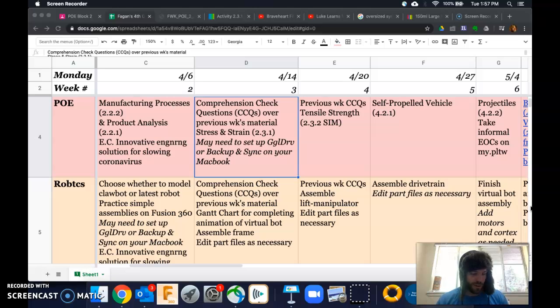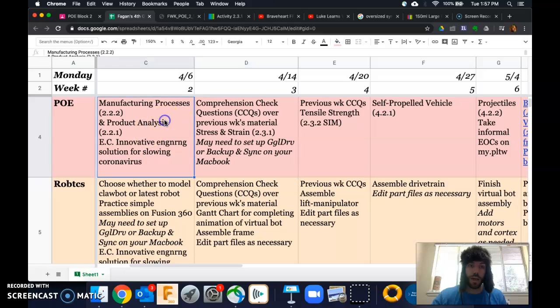All right, so I got two comprehension check questions for you based off last week's material, which you can see on my screen. The first is about manufacturing processes. Number one, here's the question: name one manufacturing process that was new for you, that you learned from this activity. So that's your first question.